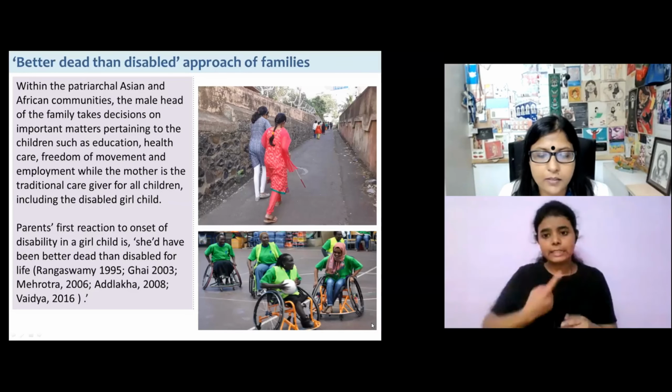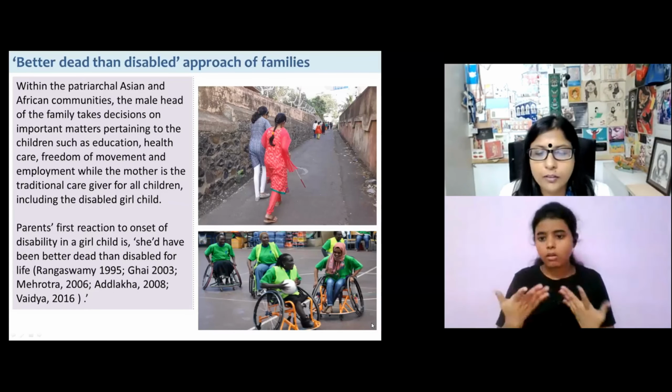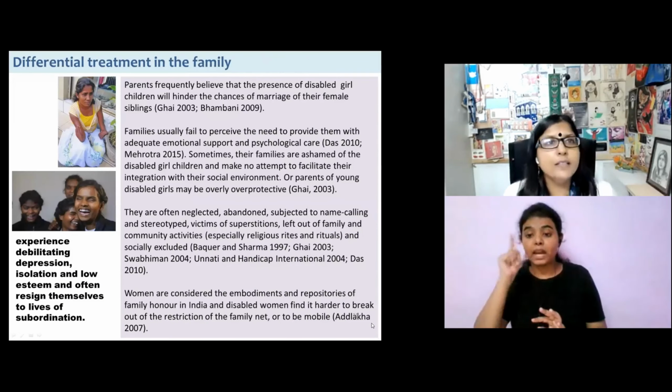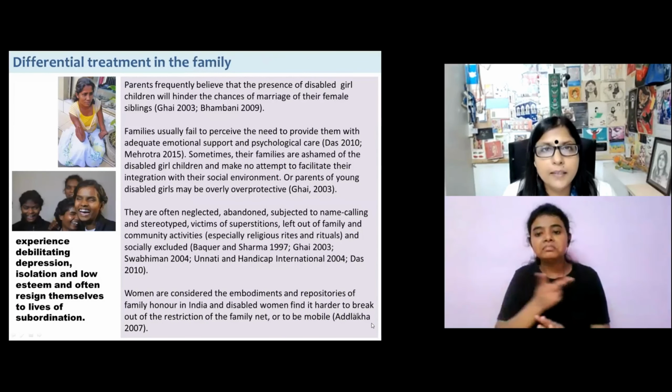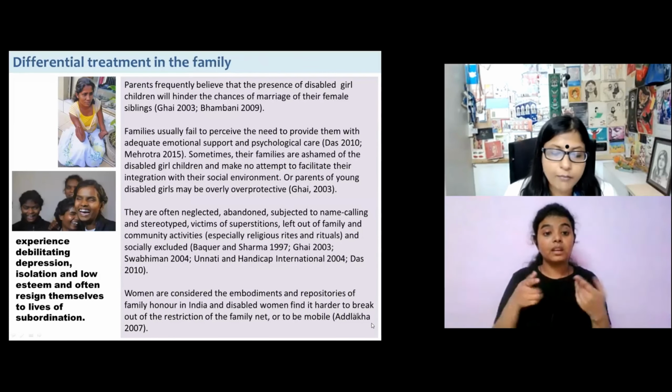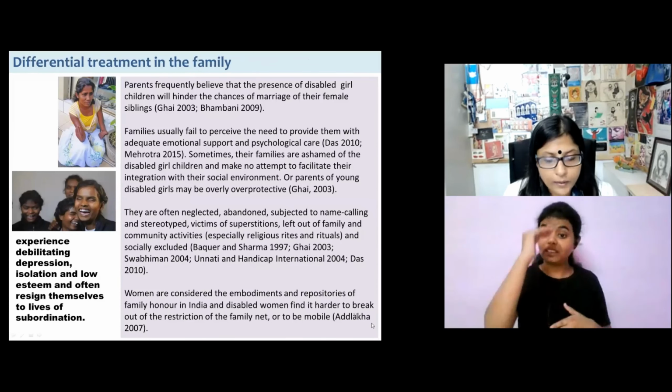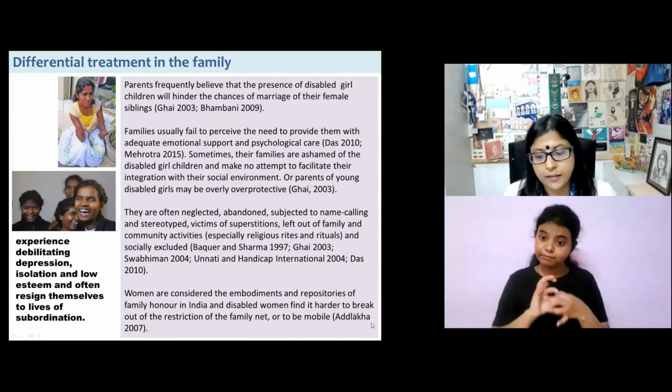So studies reveal that family attitudes also encompass a gamut of emotions ranging from denial, guilt, blame, helplessness, self-mortification, shock, and depression. And typically, the male head of the family takes decisions on important matters pertaining to the children, such as education, healthcare, freedom of movement, and employment, while the mother is the traditional caregiver for all children, including the disabled girl child. So, differential treatment is also often seen in the family, and parents usually fail to perceive the need to provide the disabled daughter with adequate emotional support and psychological care, and several studies express that.